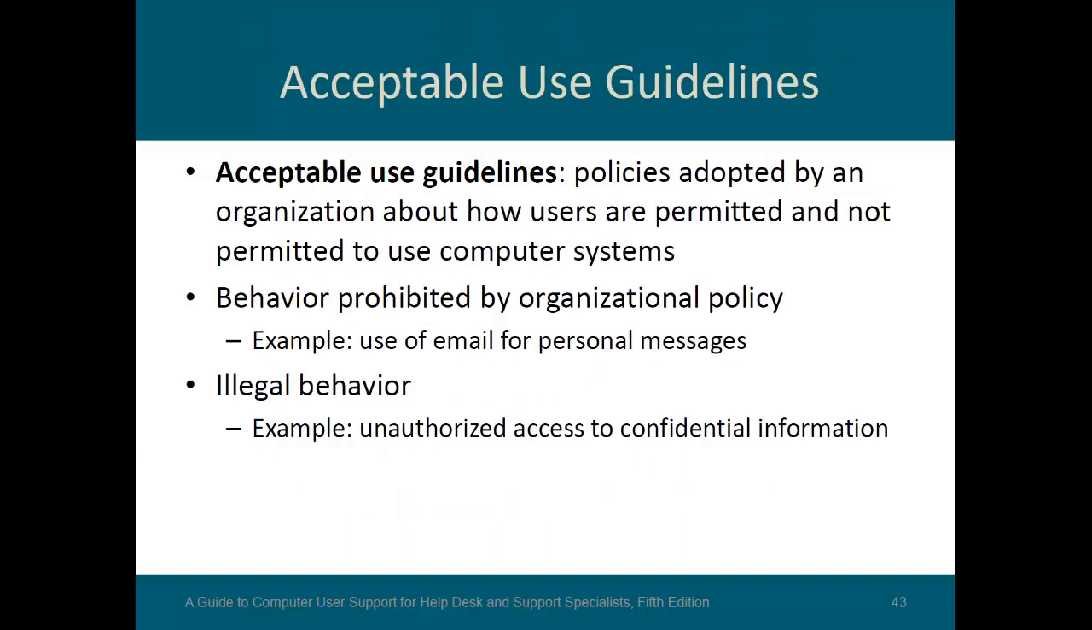Acceptable use guidelines: policies adopted by an organization about how users are permitted and not permitted to use computer systems. You've got to have a policy in place, and you've got to have them sign it. Behavior prohibited by organizational policies includes use of email for personal messages, or illegal behavior.